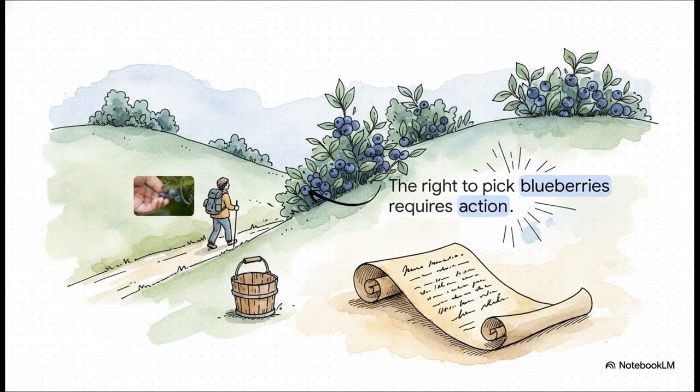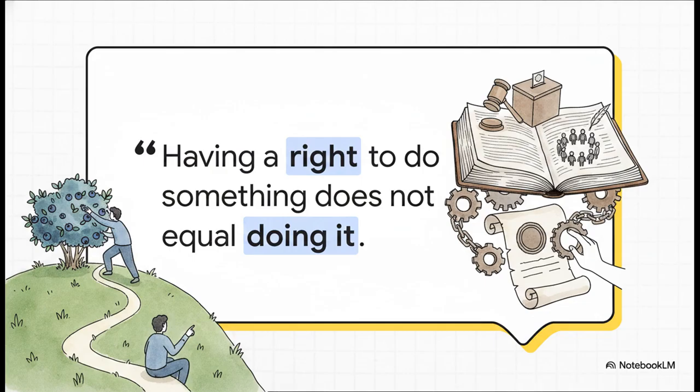To understand the philosophy behind this, the source text uses this fantastic metaphor. Imagine you have a written contract giving you the right to pick blueberries on your neighbor's farm. Well, that right is entirely useless if you don't actually find a pail, hike up the hill, bend down, and pick the berries. You have the right, sure, but to get any benefit out of it, you physically have to exert yourself. As the text boldly states, having a right to do something does not equal doing it. You can argue about where the best blueberry patch is for the rest of your life, but unless you climb the hill, it's purely academic.